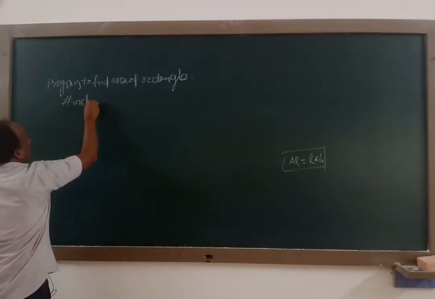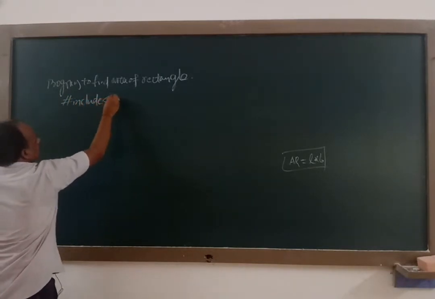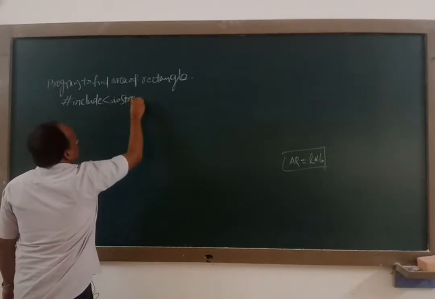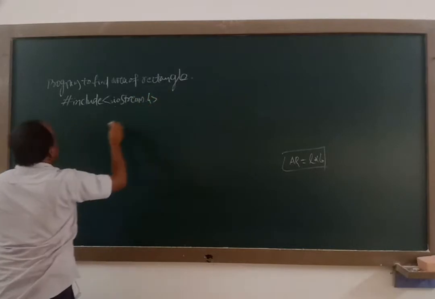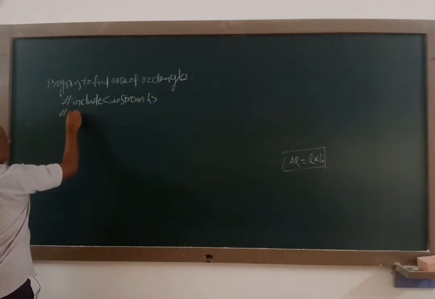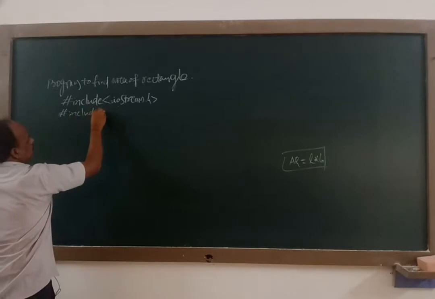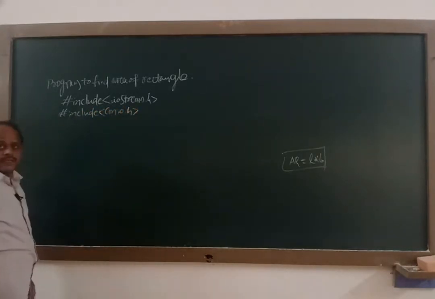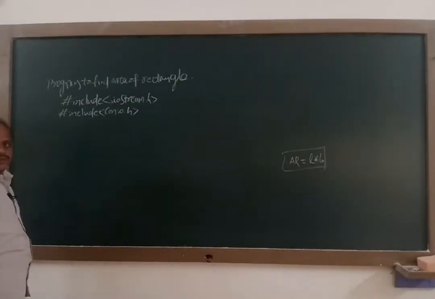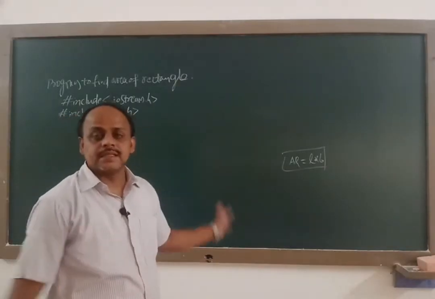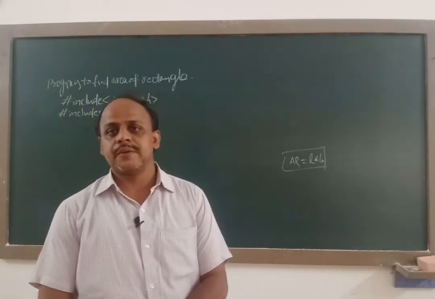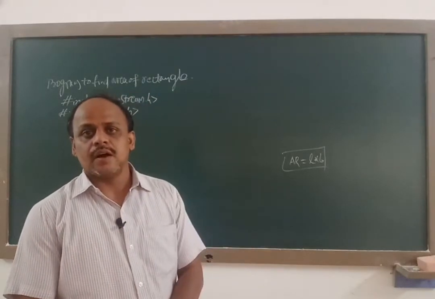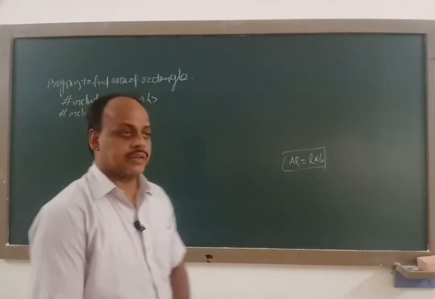As include iostream.h, as include conio.h, right? These are the common header files. First we have to consider the needed header files. Afterwards we have to write a code for the class. Afterwards we have to write the main function, right?